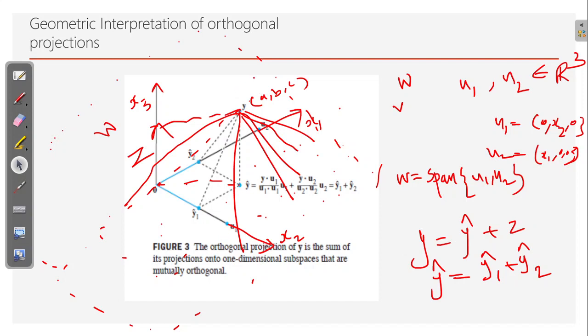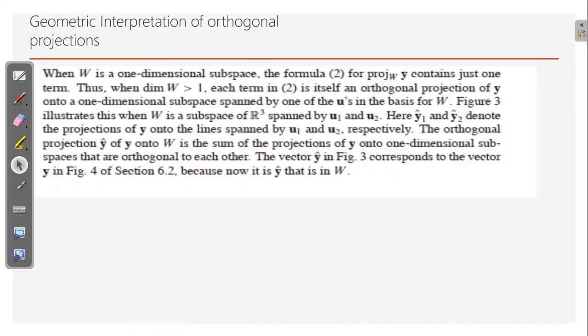That means the orthogonal projection of y onto the two straight lines passing through the origin which are perpendicular to each other. Then you add up those vectors. You sum those two vectors. Then you will get the orthogonal projection of y onto the subspace spanned by these two vectors u1 and u2. Okay, that is our understanding.